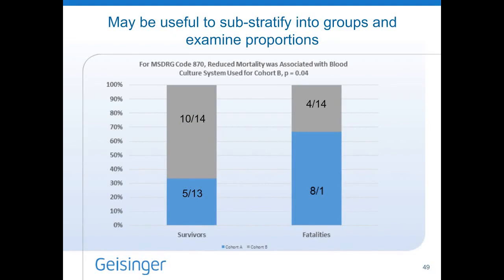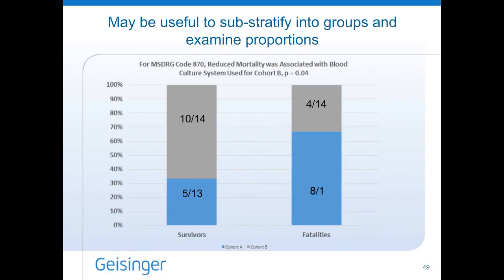The last thing you can do without heavy-duty statistics is just a simple substratification. And in this case, we've chosen to substratify by the most severe sepsis cases and look at survivors and fatalities before and after the BACTEC. So on the right, you have the proportion of fatalities in the BACTEC is much less than the fatalities in gray in this.